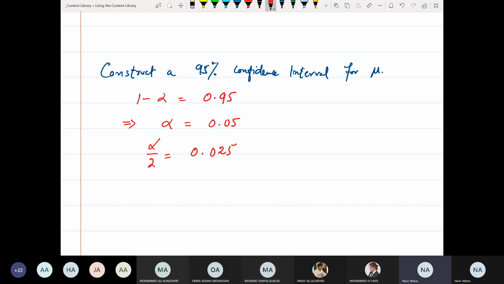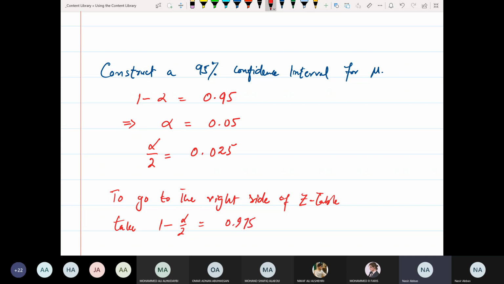Again, step number 1, what will be given to you in the question is 1 minus alpha. Number 2, you have to calculate alpha from there. Number 3, divide it by 2. Number 4, to go to the right side of the Z table, the right side is the positive side, take 1 minus alpha by 2. That will be 0.975.